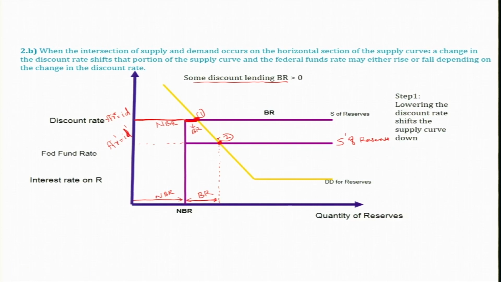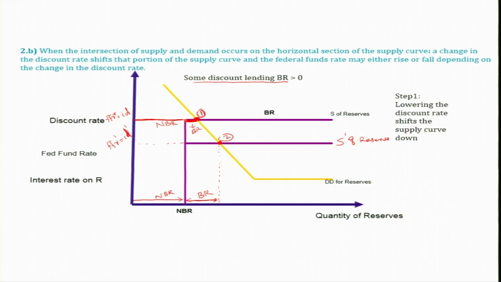So what we have seen here is that when the intersection of the supply and demand curve occurs on the horizontal section of the supply curve, then the discount window is going to make an impact in the Fed fund market. That means if the intersection is happening at this kind of section, with the slope that we mentioned here, then the reduction in discount rate is going to make an impact.